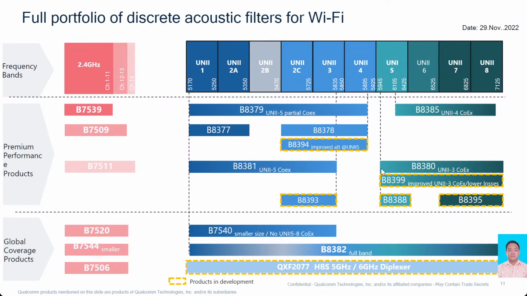filter for HVS, or high band simultaneous type of architecture, down below the B8382, and below that, just to give an idea of some diplexers that we also have in our portfolio, which I won't get into too much detail today.